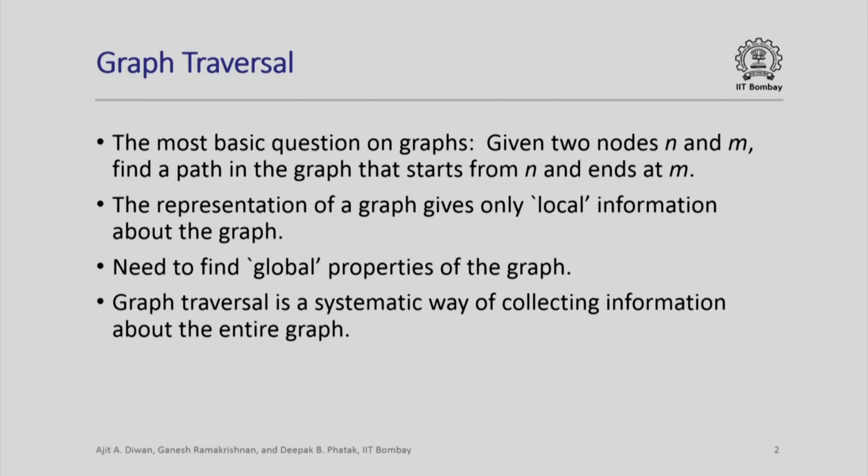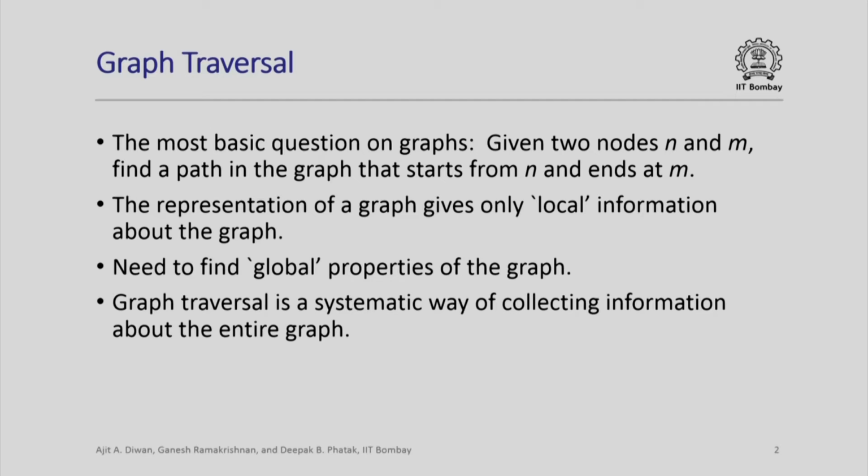As we have seen, the most basic question on graphs is, given two nodes n and m, find a path in the graph that starts from n and ends at m. That is, we want to start at node n, move to some successor of n and keep moving to successors of nodes till we reach the node m. So, this is exactly the problem of trying to go from city x to city y by using an airline's connections that are available. There may not be a direct connection, but there may be a path from x to y, which is essentially a sequence of flights that you can take to reach from x to y.